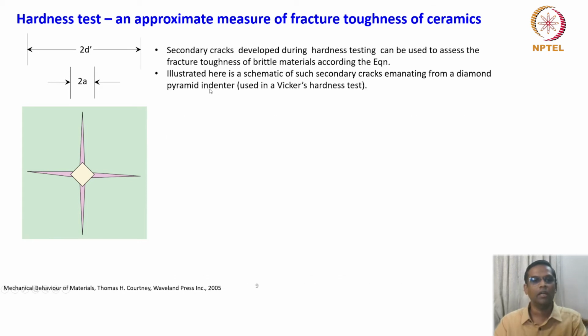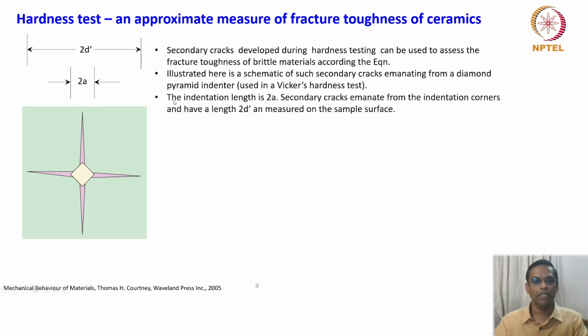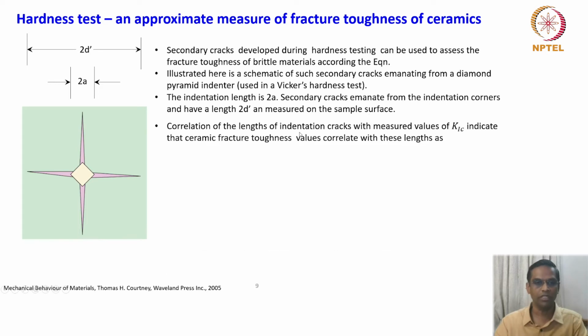Okay. So illustrated here is a schematic of such secondary cracks emanating from the diamond pyramid indenter used in a Vickers hardness test. So this is what it is. So this distance is 2a, and the end-to-end two crack ends are measured as 2d prime. The indentation length is 2a, basically a diagonal length here. Secondary cracks emanate from the indentation corners and have the length of 2d prime, measured on the sample surface.